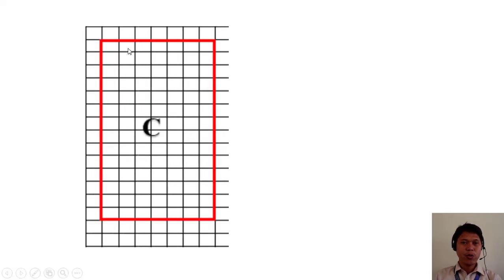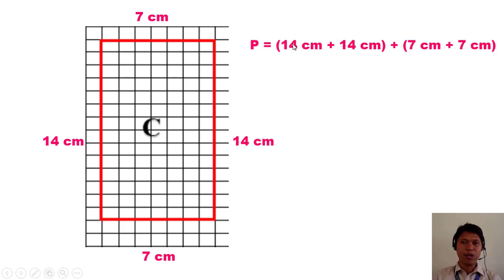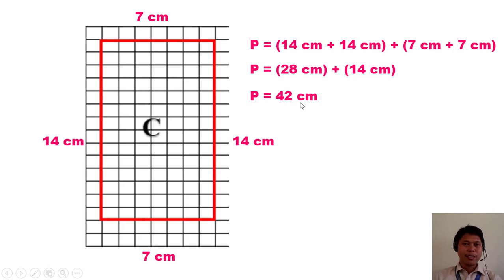Then we're going to proceed to figure C. We're going to count 1, 2, 3, 4, 5, 6, 7, and then 1, 2, 3, up to 14. That's 14. So this is 7, this is also 7, and this is also 14. If you combine 14 plus 14, which is the length, plus 7 plus 7, which is the width, 14 plus 14 is 28, and 7 plus 7 is equal to 14. Then if you combine, it is 42 centimeters. I hope that you got the correct answers.